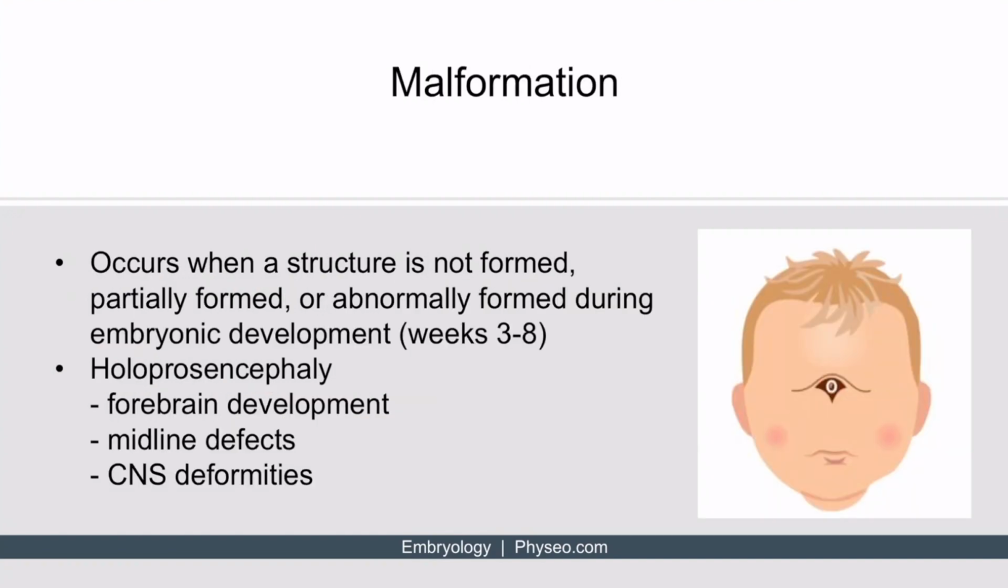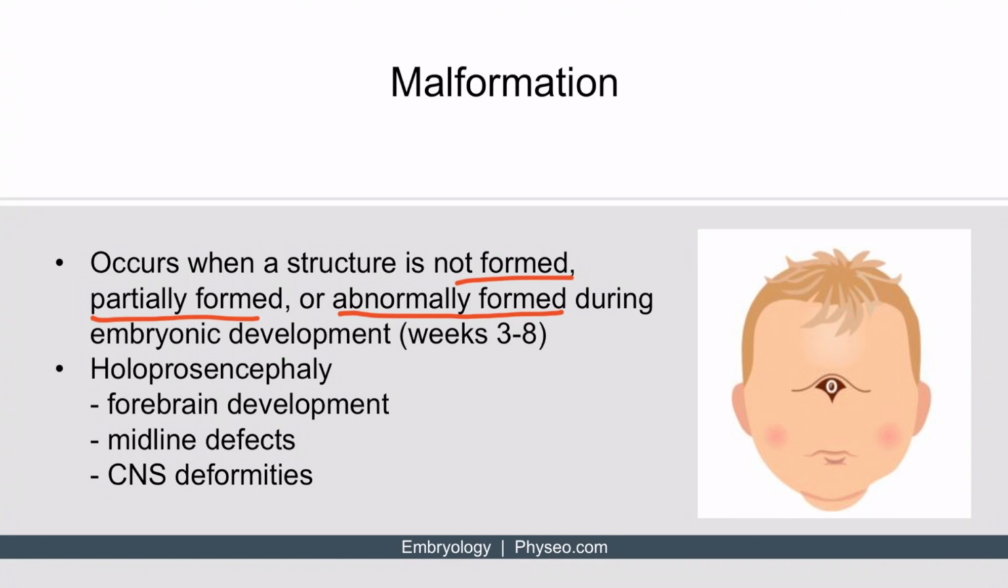The last intrinsic error of morphogenesis, which we'll discuss, is malformation. A malformation is an intrinsic disruption that occurs when a structure is not formed, partially formed, or abnormally formed during embryonic development. This occurs during weeks 3 to 8. Holoprosencephaly is an example of this.